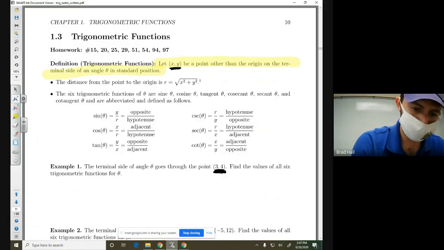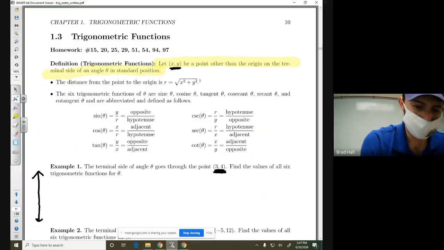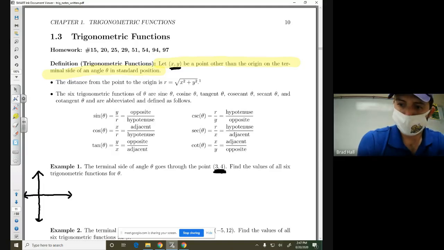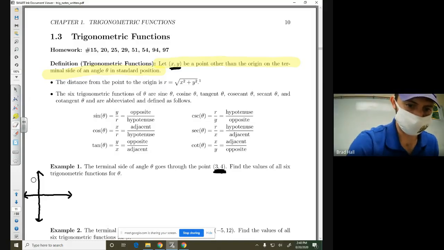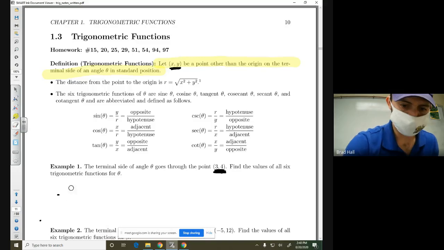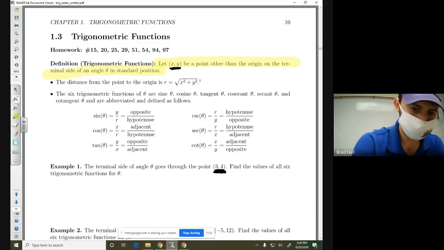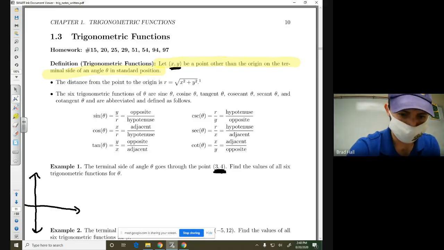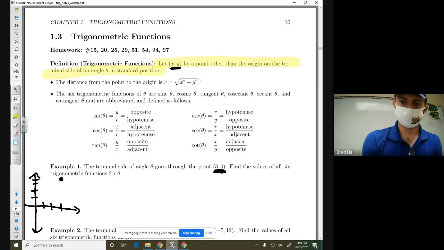So what I'm going to do is construct a graph, an xy plane, and hopefully everyone in here knows how to plot. In fact, let me make this larger. Might need more space. Let's make this really large. So hopefully everyone knows how to plot a point. So 1, 2, 3 in the x direction, 1, 2, 3, 4 in the y direction. That gives us a point right here. That's (3, 4).